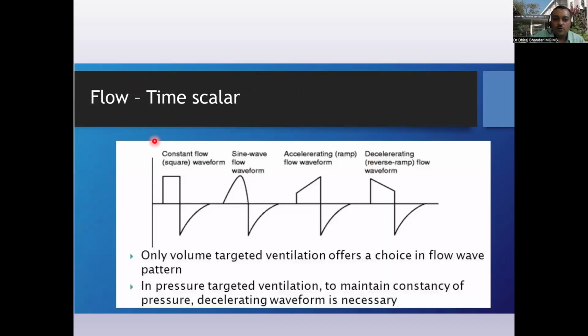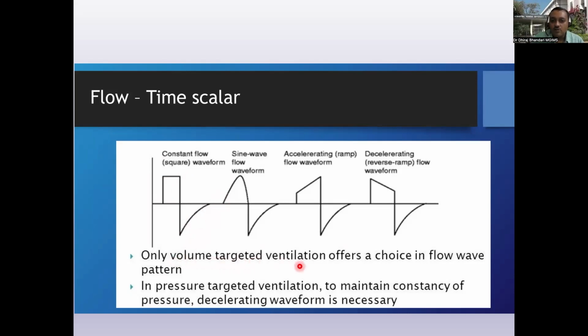Now in a flow time scalar, you will have a positive axis and you will also have a negative axis, which is generally not seen in other scalars. In pressure, it's mostly a positive wave. In volume, it's a positive wave. But here in a flow scalar, you will have an inspiration which is conveniently represented by a positive axis, and you will have an expiration which is shown by a negative axis.